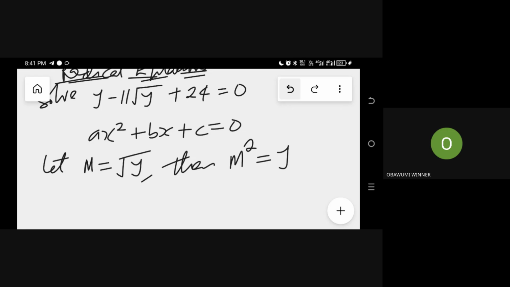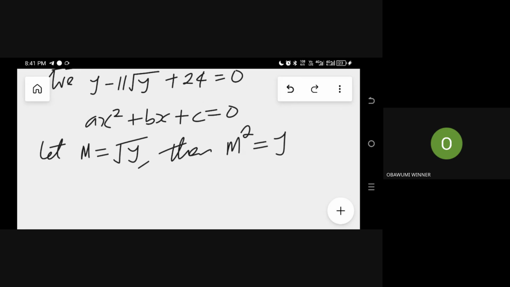Okay, that being said, if m squared is equal to y, then I can now come here and replace the y I have there. Remember, I said m squared is equal to y, meaning m squared is the same thing as y. So in the question, since m squared is equal to y, I can replace the y in the equation, y minus 11 root y, with m squared. They are the same, so you can substitute each other. Instead of writing y, I'll say m squared.